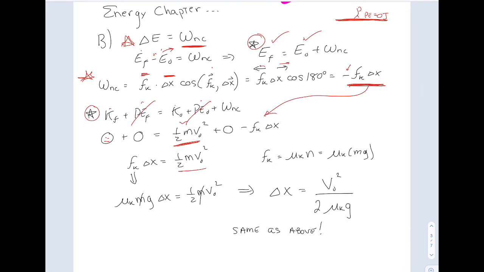So here's my 1/2 mv squared. I brought this thing over, now it becomes positive. And remember, kinetic friction is always mu sub k times the normal force. Normal force is mg. Right here I put in for my kinetic friction force, masses drop out, and that gives me my delta x. And that's the exact same thing we have above.